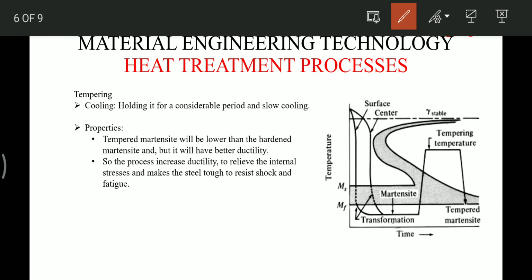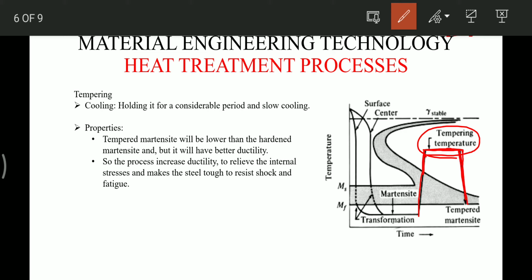So after the temperature is raised to 400 to 500 degrees Celsius, we have to hold the workpiece at that particular temperature for considerable time. As you can see, this is the tempering process. First we have heated, then we are holding it, then we have to slowly cool it down.